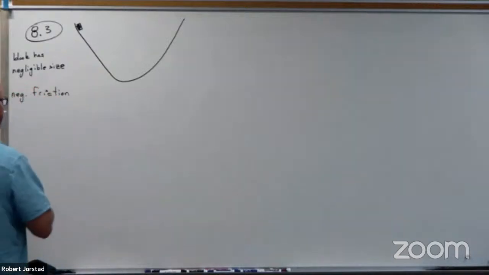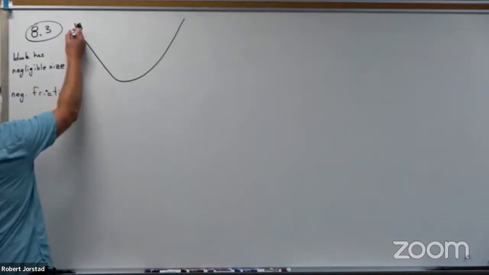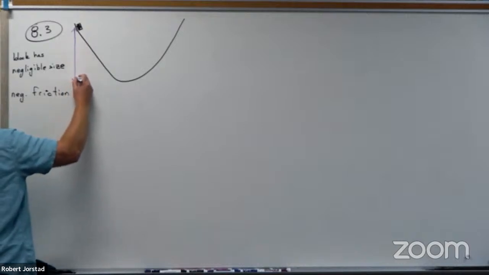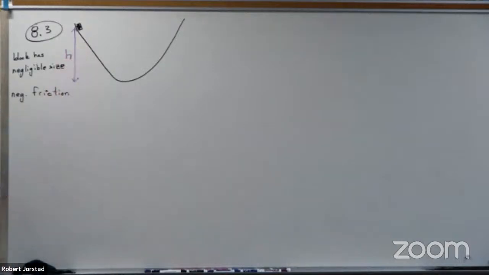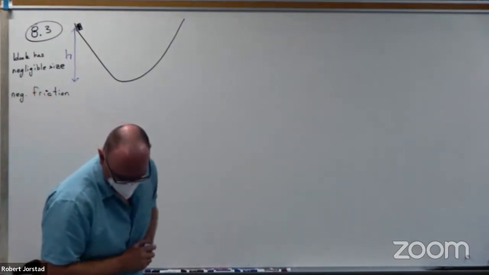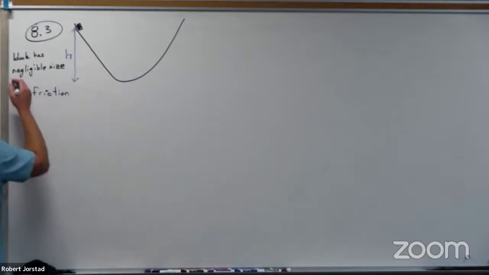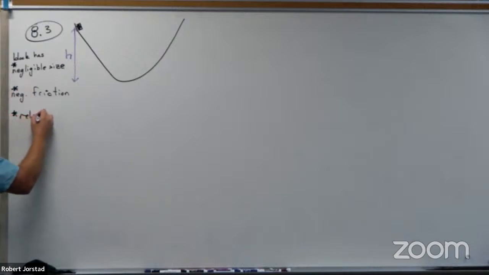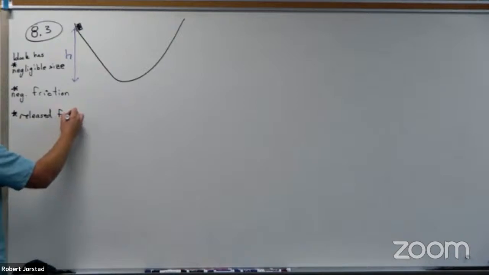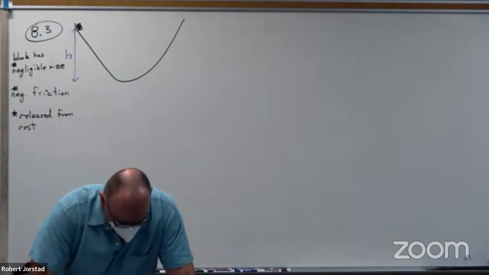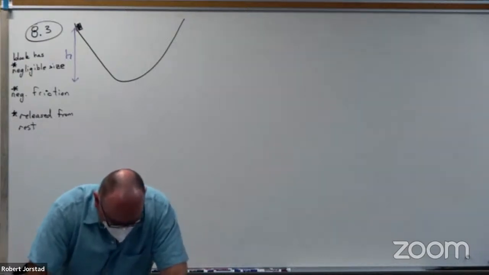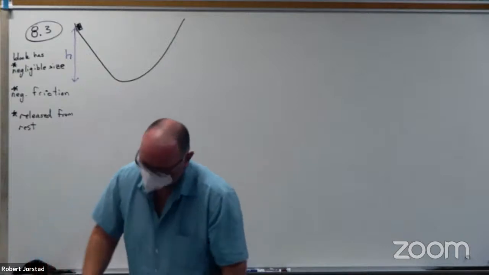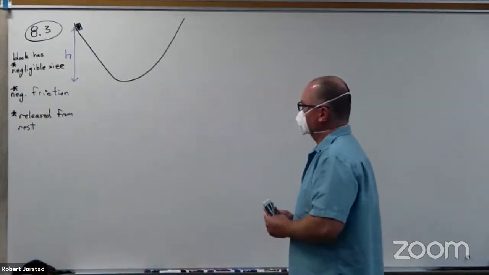What else do we know? We know the initial height is h. So I'm going to assume the initial height of this object here. All right, so squeaky, h, above the ground. Released from rest. So I'm just getting the important parts of the problem written down on my page. Okay. We want the max speed of the block when it hits the bottom of the ramp.